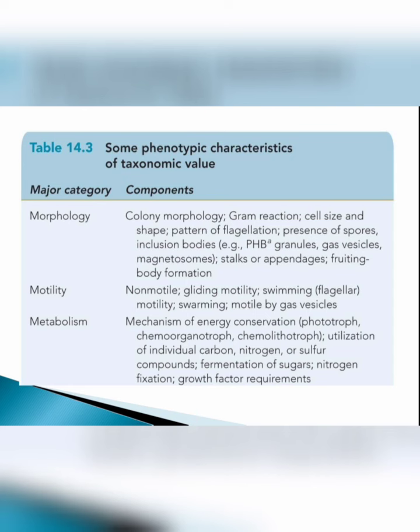Phenotypic characters of taxonomic value. Major category: morphology. Its components include colony morphology, Gram reaction, cell size and shape, pattern of flagellum, presence of spores, inclusion bodies, stalks or appendages. It is all included in morphology. Motility: non-motile, gliding motility, swimming, swarming, motile by gas vesicles. Likewise, motility can also be used as a phenotypic character.